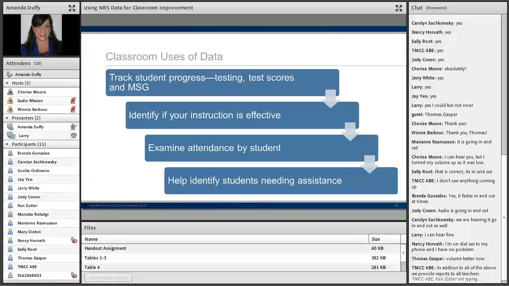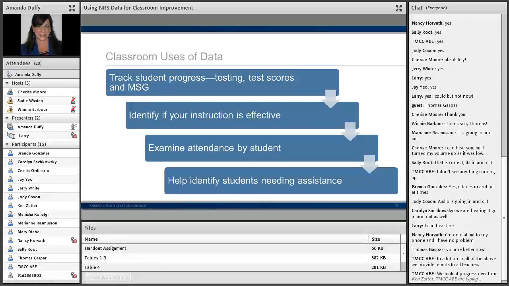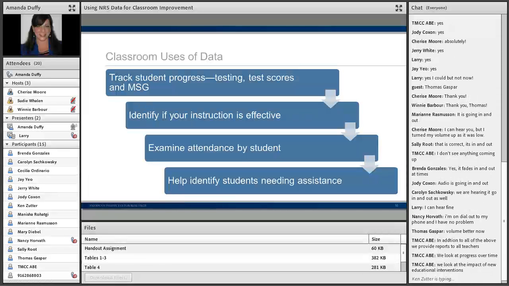Great, so TMCC is saying that in addition to what's on the screen, we also provide reports to all of the teachers, and you look at progress over time. And that's a great contribution to this conversation. Thank you. It's not only about in the moment, but it's also about over time and what you can do with your data over time.